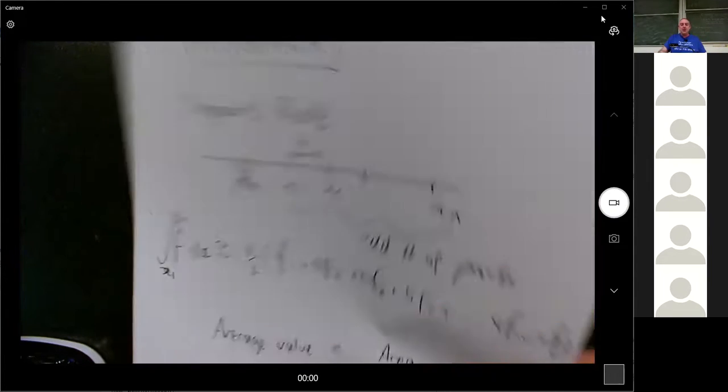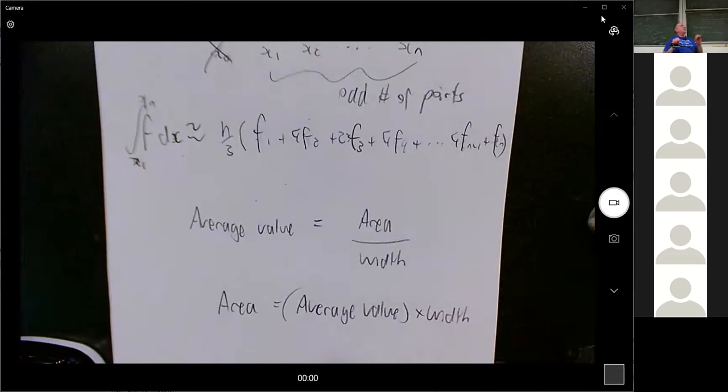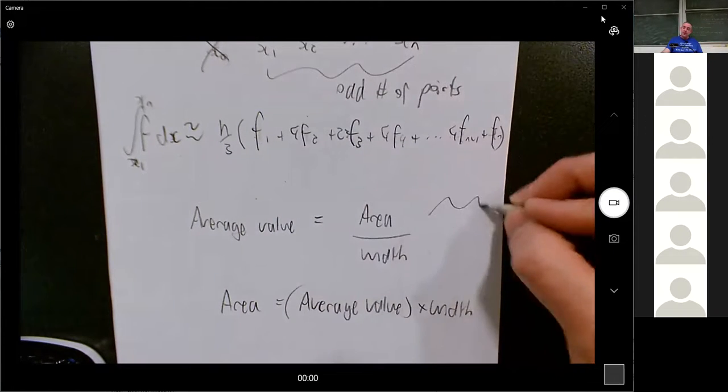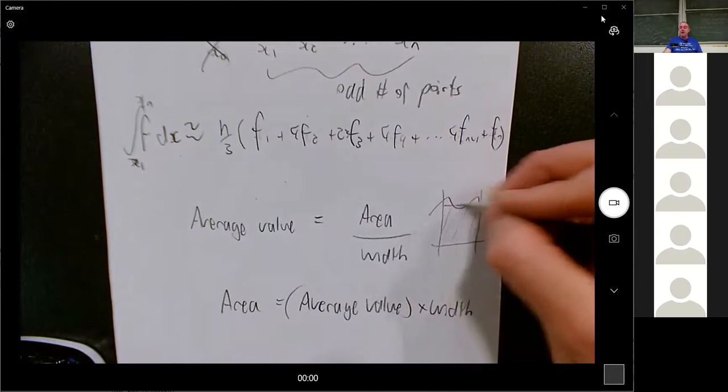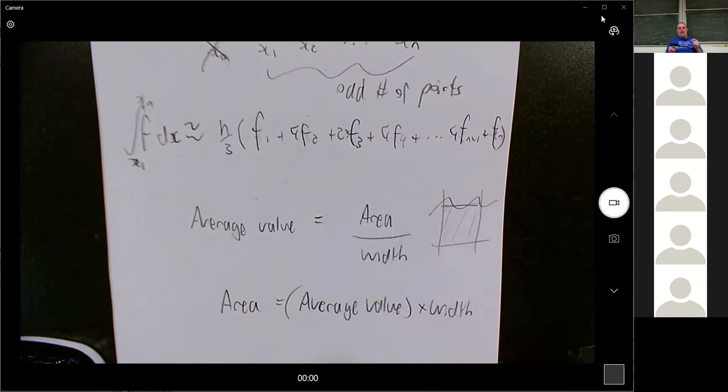And then I was saying that all of your integral approximation methods are based on this idea that the average value of a function is its area divided by its width. So you've got this random function. If you take that area divided by the width, it should give you the average value. And what that means is that the area is the average value times the width.